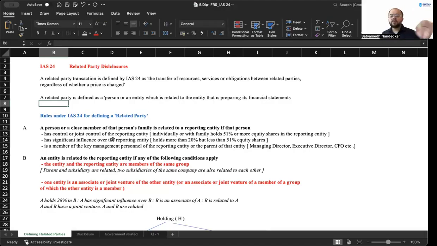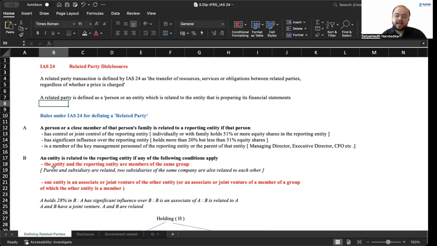A person is a member of the key management personnel. I might not necessarily hold shares, but if I am a managing director, if I am an executive director, I am a CFO, then I am a key managerial person. I am also a related party. And in that case, if I am the CFO, my wife will also be a related party. That is the first clause.